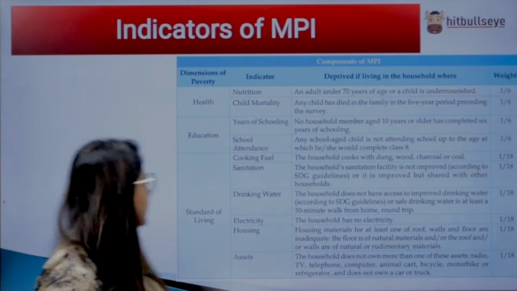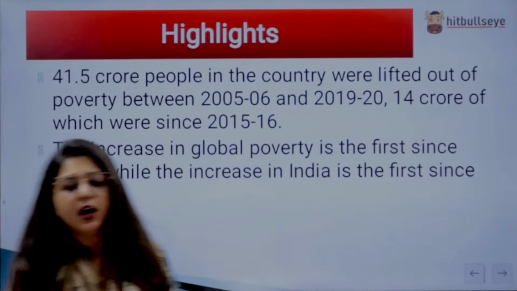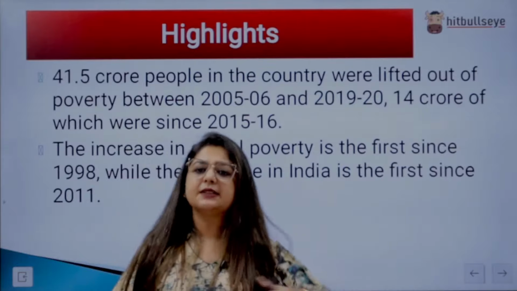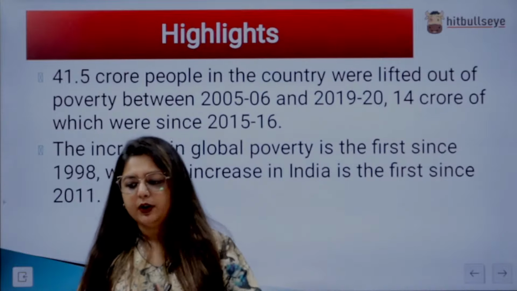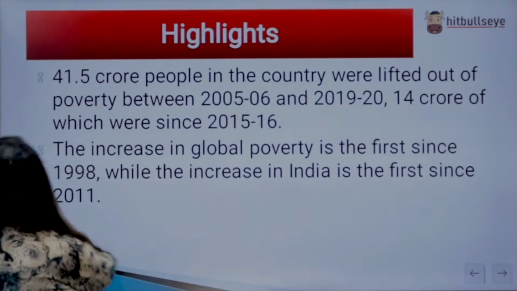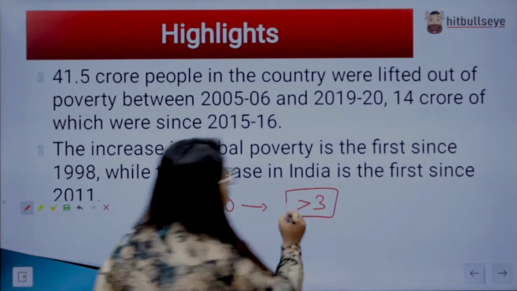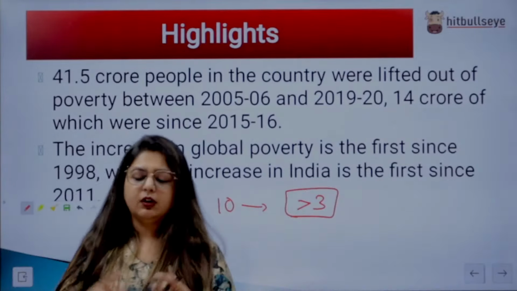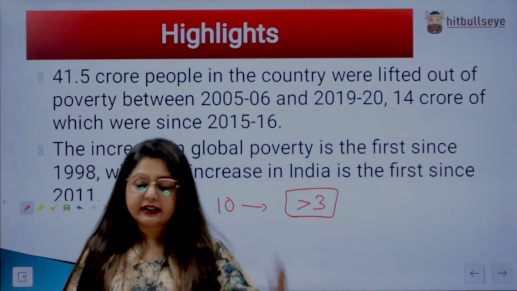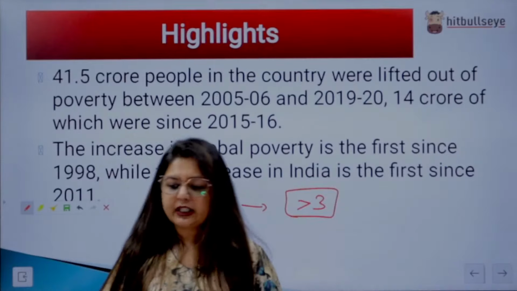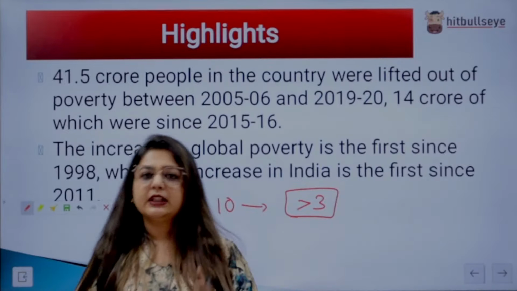So moving ahead with the key findings of this report, right? A person is considered multidimensionally poor if he or she is deprived in 1/3 or more. So if we had 10 indicators, out of 10, if the person is deprived in 1/3 or more of the weighted indicators, they are multidimensionally poor, while those who are deprived in 1/2 or more of the weighted indicators are considered extremely poor, right?